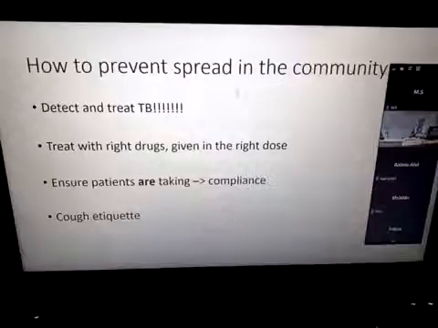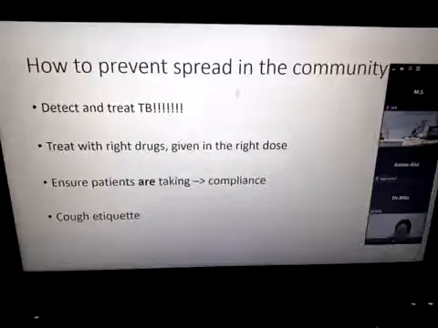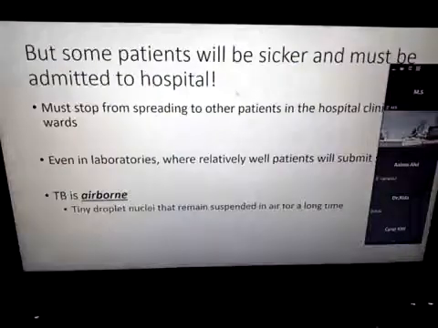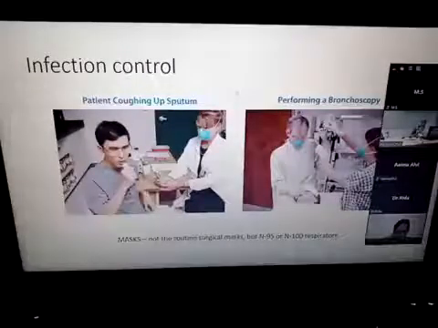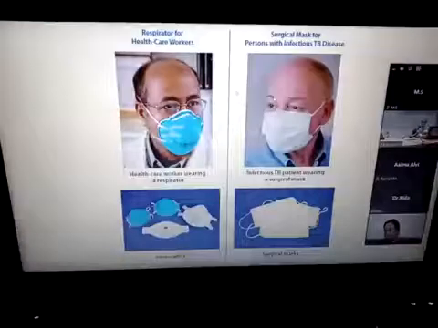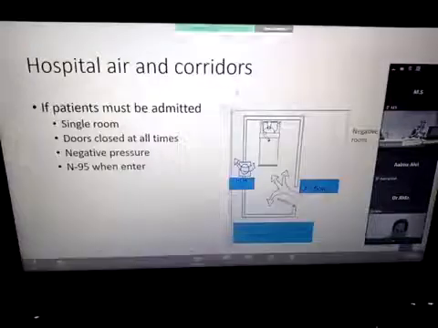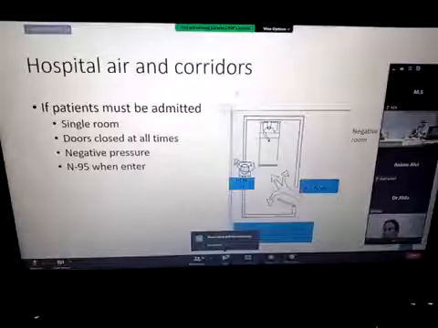And of course the best way to prevent TB in the community is to detect cases and treat them with the right drugs, the right dose, and you have to ensure the patients are taking the drugs, and that is called directly observed therapy, called DOTS. Of course, ensuring cough etiquette, right? Which is coughing in your elbow, covering your mouth. Some patients will be sicker, and if they're admitted to hospital, they must be admitted with airborne precautions if they are infectious. That means wearing N95. The care worker must be wearing N95. The patient should be wearing a surgical mask. Okay? And there should be negative pressure rooms in which the infected air is sucked out.